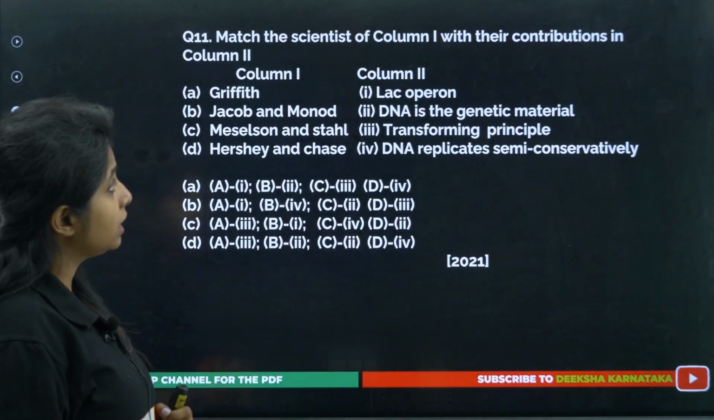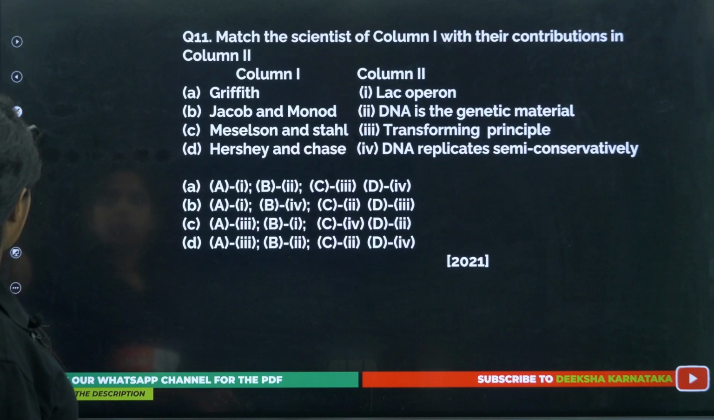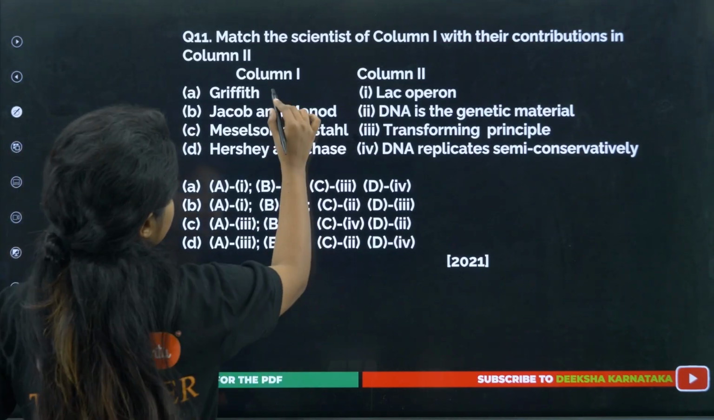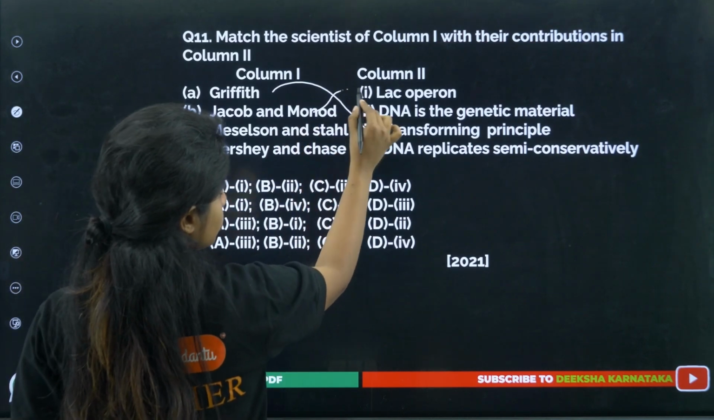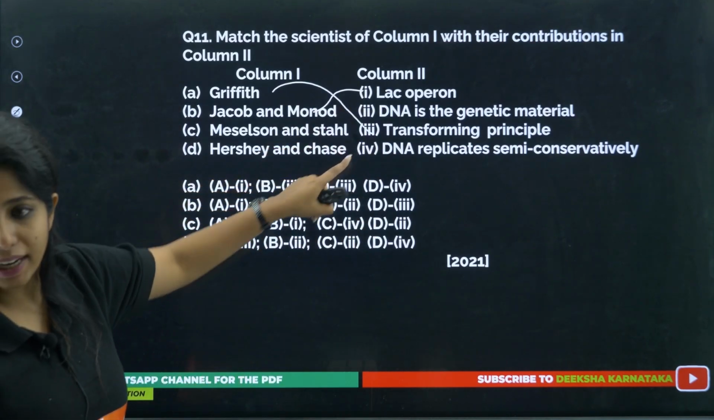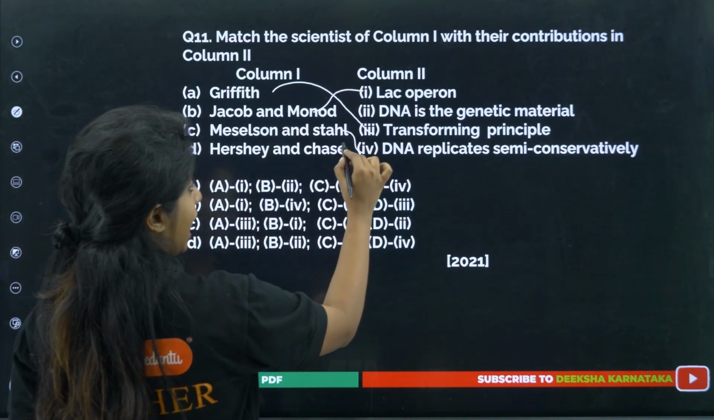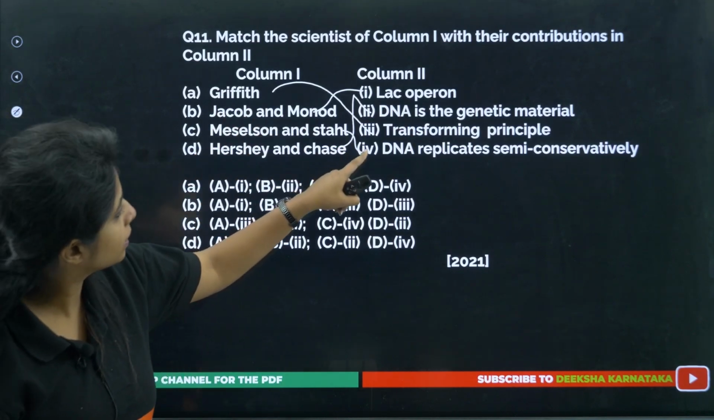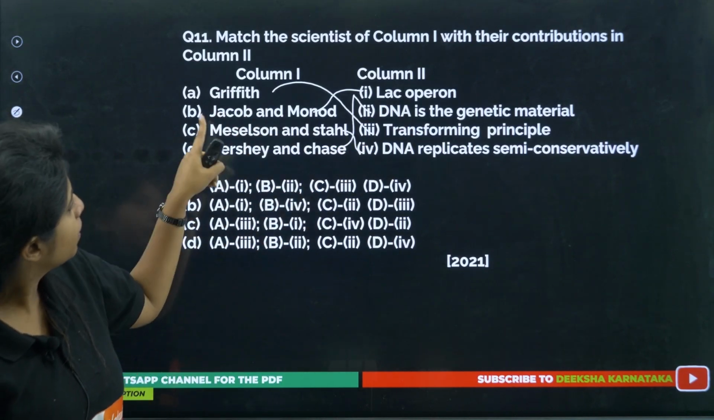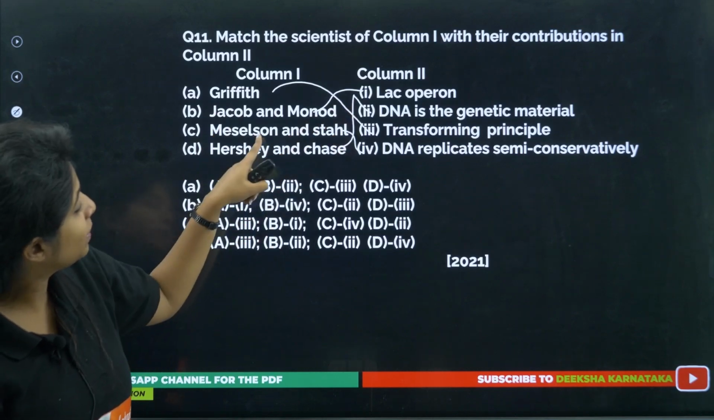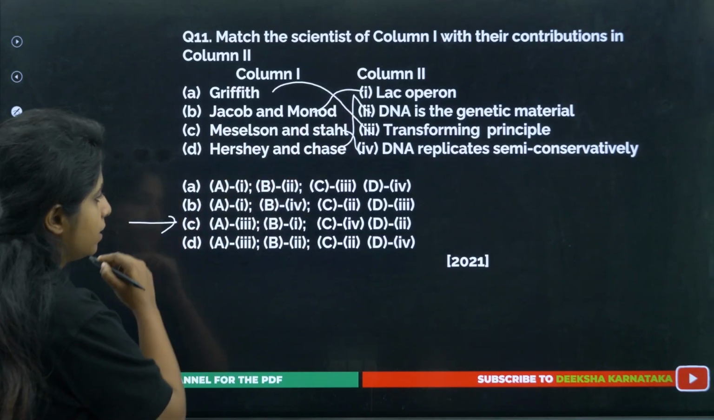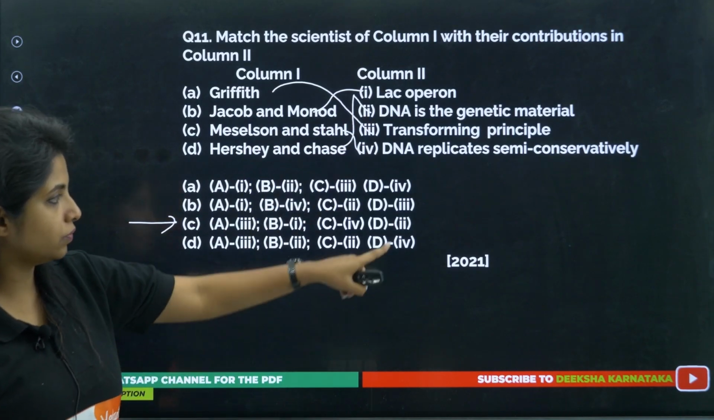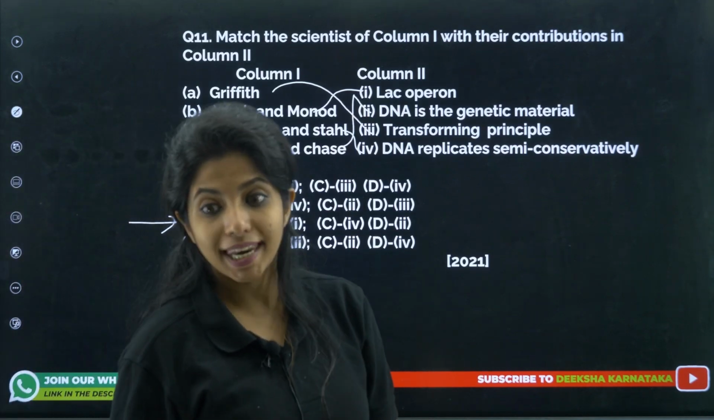Next question. Match the scientist of column 1 with the contribution in column 2. Let's do it. So Griffith, what did he do, children? Remember Streptococcus pneumoniae? So Griffith is with the transforming principle. Jacob and Monod is with the lac operon. Meselson and Stahl, I told you right now, DNA replicates semi-conservatively. Hershey and Chase, DNA is the genetic material. It's easy, no? So A is with 3. Jacob and Monod is with the lac operon, so B is with 1. Meselson and Stahl, rest everything does not match. So C is with 4 and Hershey and Chase is with 2. This is the answer. This came in 2021.